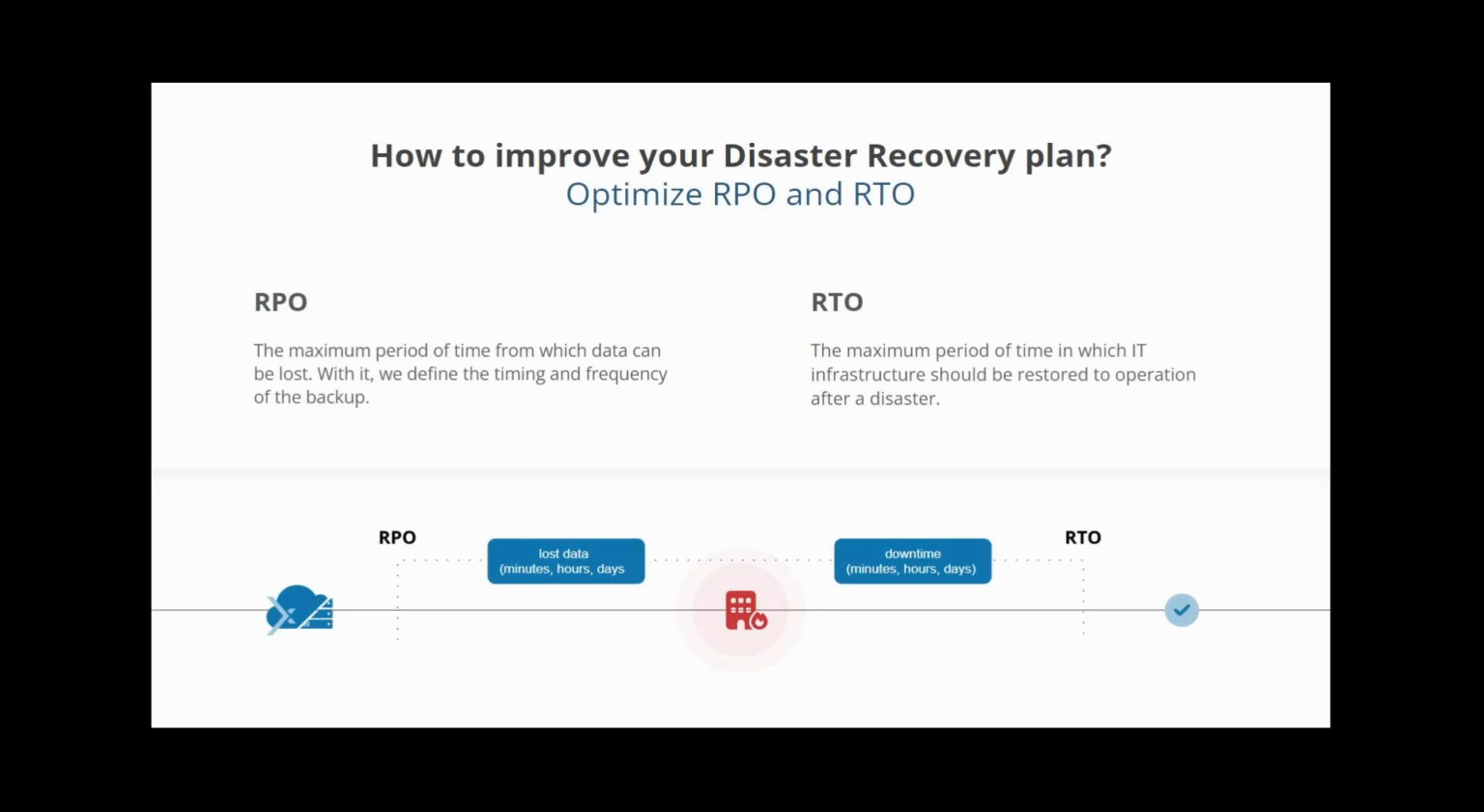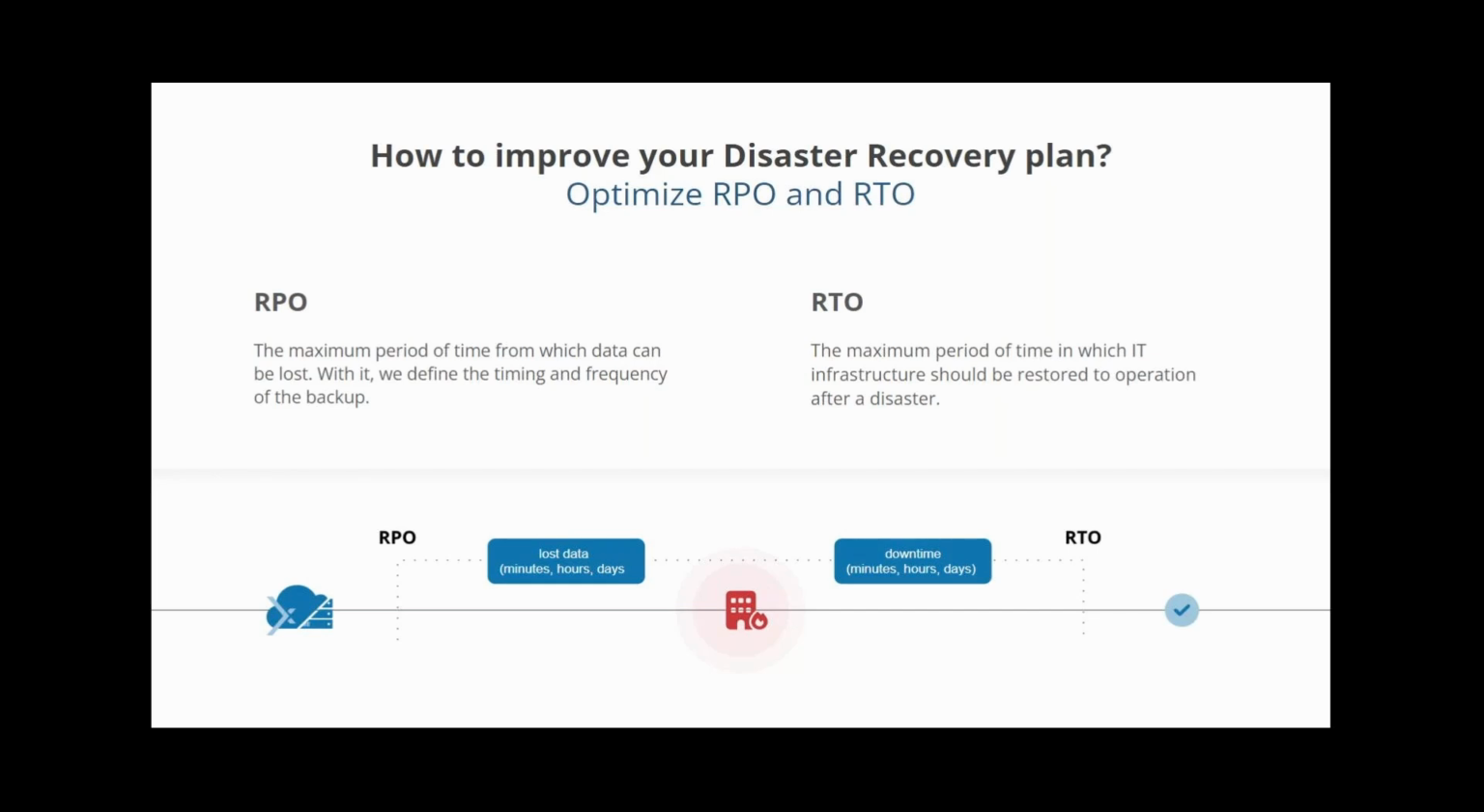First of all, what is RPO and RTO? How to improve a disaster recovery plan by knowing the RPO and RTO times. So RPO, which is the recovery point objective, and RTO, which is the recovery time objective, are two key parameters that determine how quickly and how accurately systems must be restored to business continuity after a disaster or failure. Knowing the RPO and RTO times can improve your disaster recovery plan in the following ways.